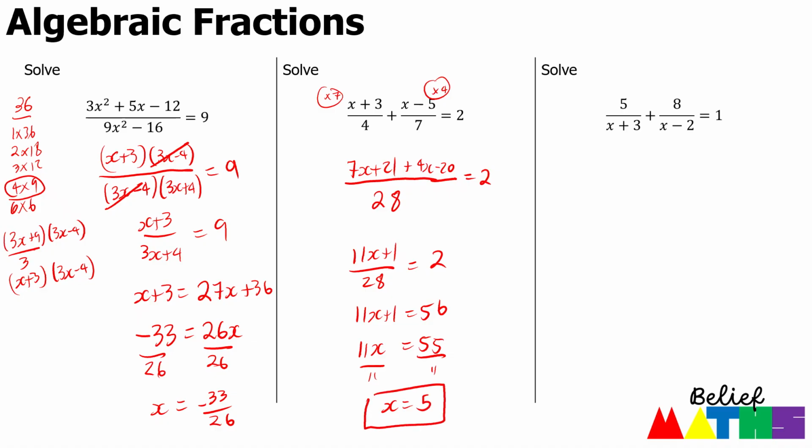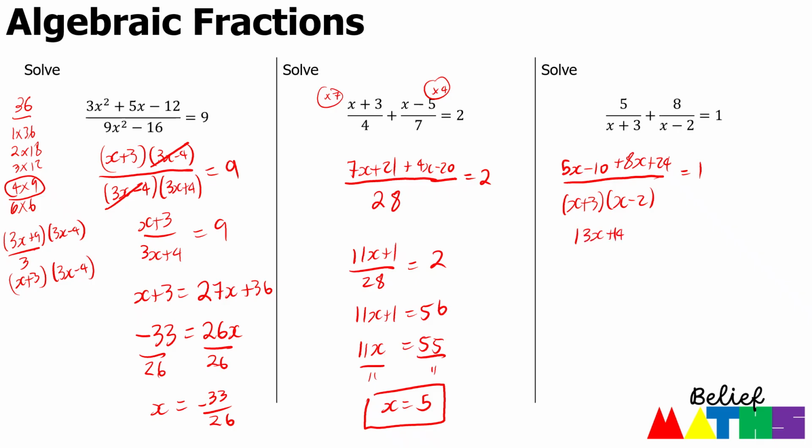Our last question, because we've got algebraic denominators, we can do the same thing. We're going to combine our two denominators. So we're just going to have x plus 3 and x minus 2, and then we're going to cross multiply. The 5 times the bottom right, so it's 5x minus 10. And the 8 times the bottom left, so plus 8x plus 24 is equal to 1. We can then collect like terms here and we get 13x plus 14.